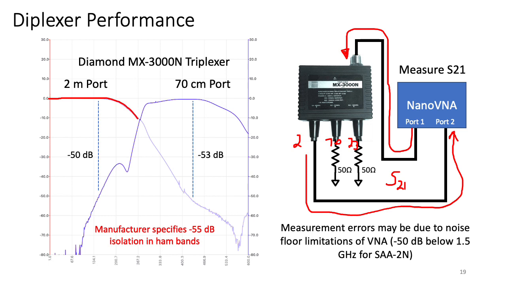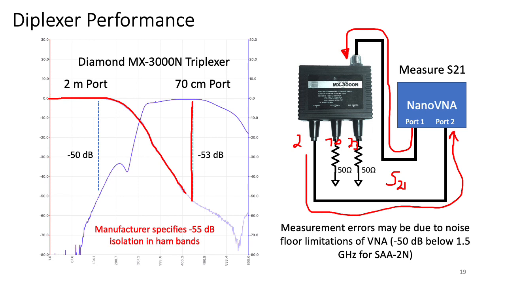You can see that the 2-meter response, as the signal excitation starts getting higher and higher in frequency, the output from the 2-meter port drops substantially. And at 70 centimeters, I end up with 53 dB of suppression, or out-of-band suppression, in this triplexer.